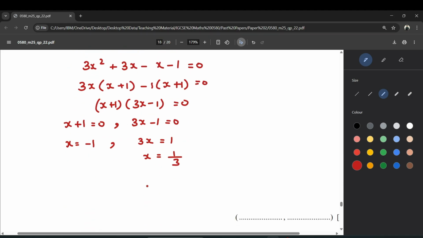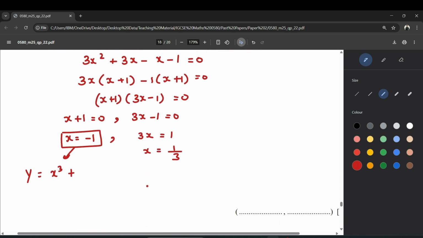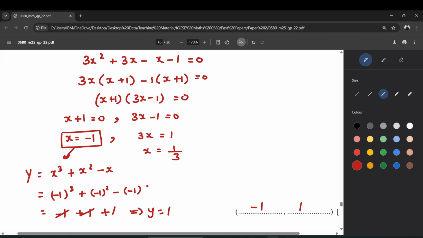So that means I'm interested in this one. Now I've found the x coordinate. Now I need to find the y coordinate. The equation of y is x cubed plus x squared minus x. Now I'm going to substitute the value. The cube of minus 1 is minus 1. The square of minus 1 is positive 1. And minus times minus 1 will give us positive 1. So this minus 1 and this positive 1 cancel out. So y equals 1. Therefore, the coordinates of the other stationary point will be minus 1 and 1.